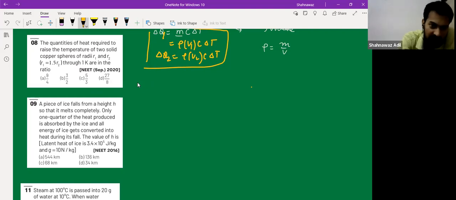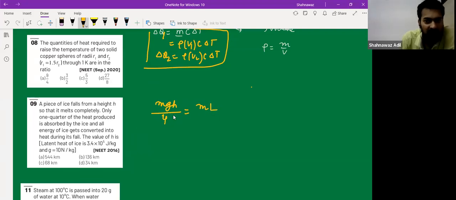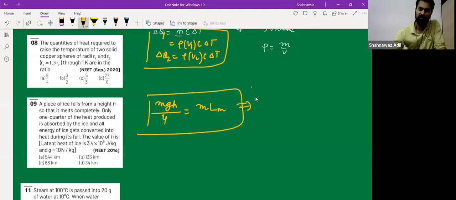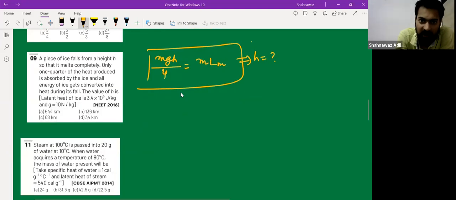So the idea is that whatever energy is absorbed would be equal to the latent heat of melting, right? Okay. So use this and tell me what would be h. Yes, B, 136 kilometers. Anyone else got B?